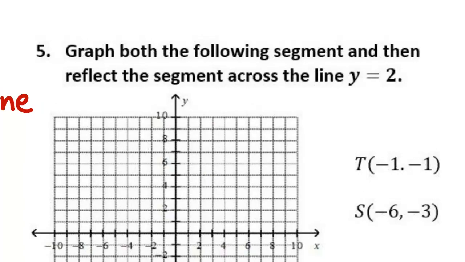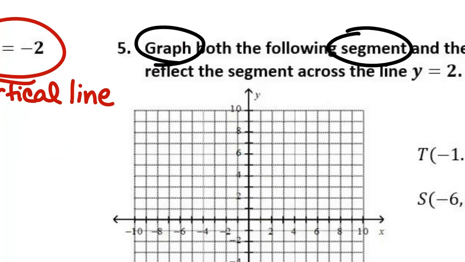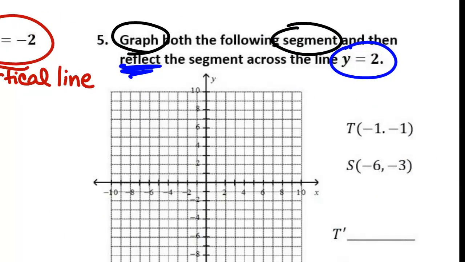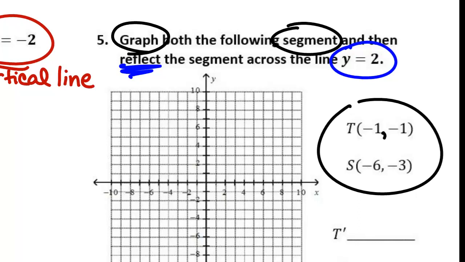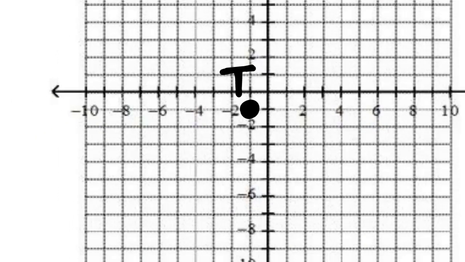Number 5, we need to graph our original line segment, and then we're going to reflect that line segment across the line y equals 2. So let's just start with graphing our line segment here. -1, -1 for T, and -6, -3 for point S. And I'm going to connect those points.